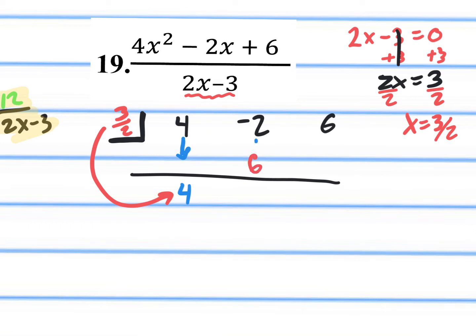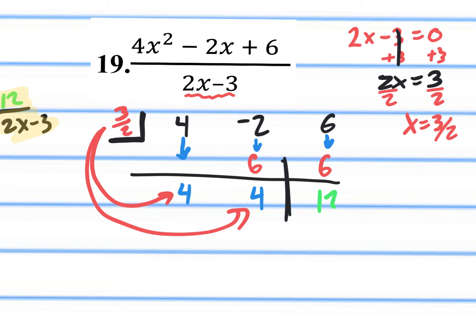And as you go down, you combine. -2 plus 6 is 4. As you go up, you multiply. 3/2 times 4. Once again, 4 times the numerator 3, that's 12. 12 divided by 2 is 6. So up here we have a 6 again. This is our remainder here. 6 combined with 6 is the remainder 12. Now, we get our answer from these digits, but let's think about this, guys.